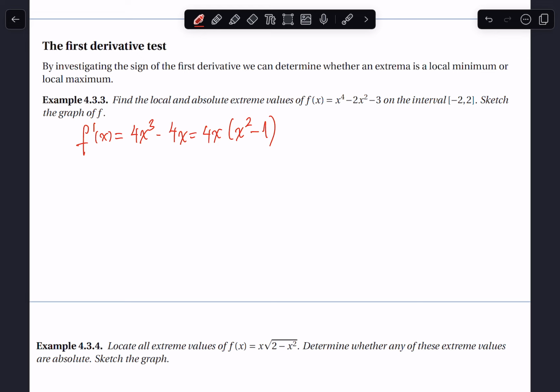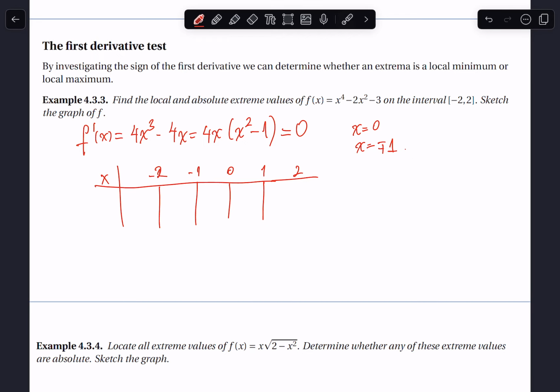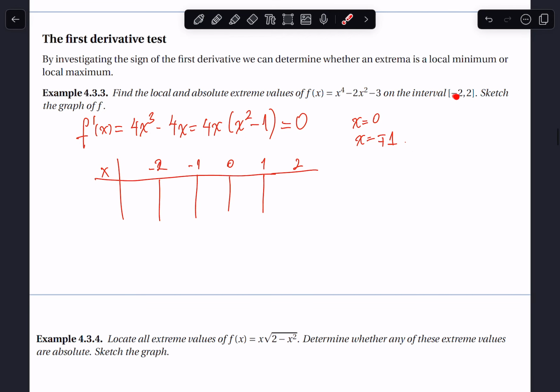Now this equals 0 if x is 0 or x is plus or minus 1. Now let's look at this table. We have -1 here. Let's first write -2, then -1, then 0, then +1, then 2. So -2 and 2 are coming from these endpoints of the interval. Let's put the derivative.